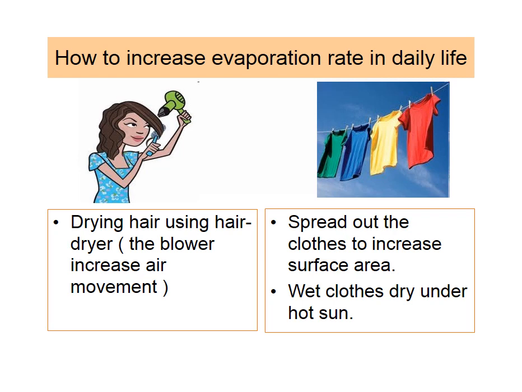Okay, how to increase the evaporation rate in daily life? For example, we dry hair using a hair dryer, so the blower increases air movement. Spread out the clothes to increase surface area. So the wet clothes dry under the hot sun. So this is how we increase the evaporation rate in daily life.